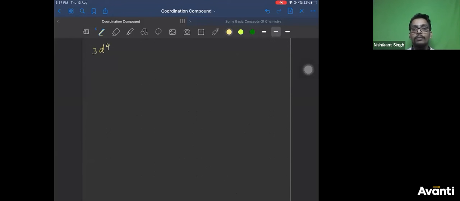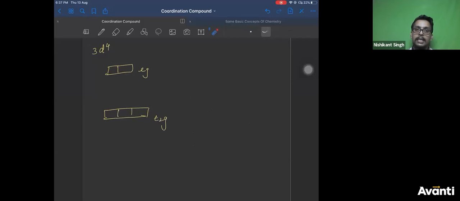If I take 3d4, then the problem arises. Then the game begins actually. Why does the game begin now? Because 1, 2, 3 is fine. Now fourth electron, shall I send it up here or shall I pair it here? That is the challenge you have to think. Correct? So that depends upon a lot of factors.